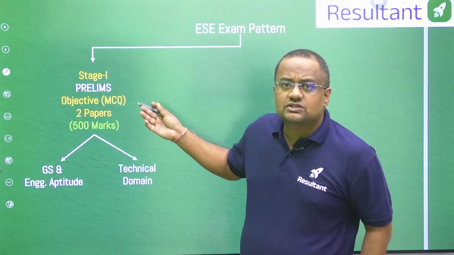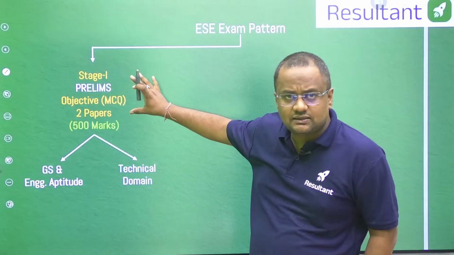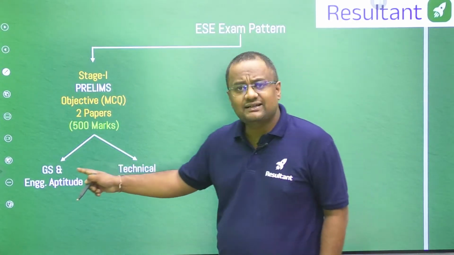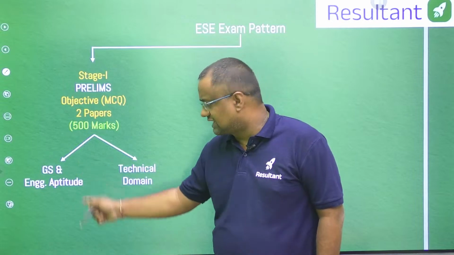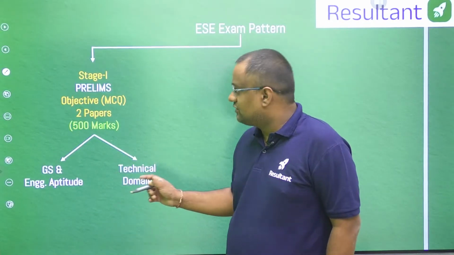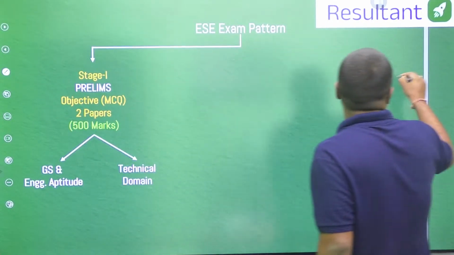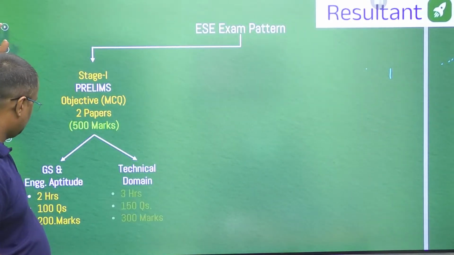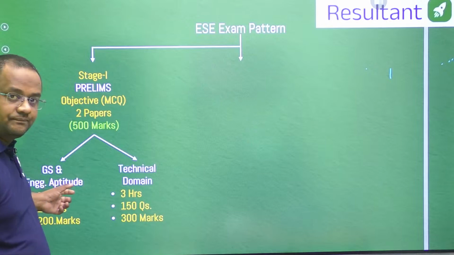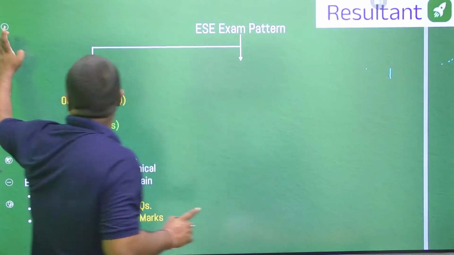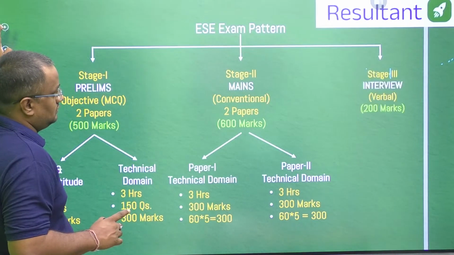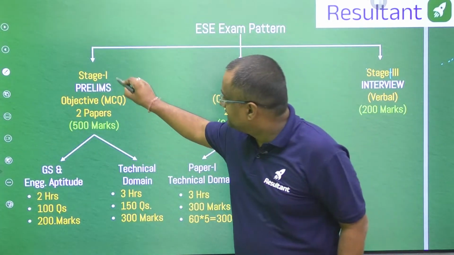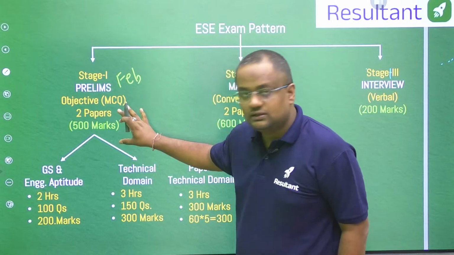Now, prelims is purely objective, 500 marks, out of which 200 marks are engineering aptitude and the GS part where 10 subjects are there, and 300 marks are of the technical domain. Okay, let me again tell you. Let me first open this. See, stage 1 happens in February, a 500 marks objective paper.